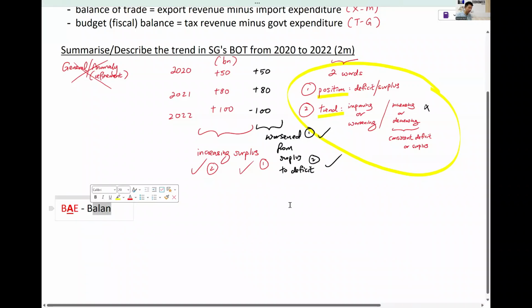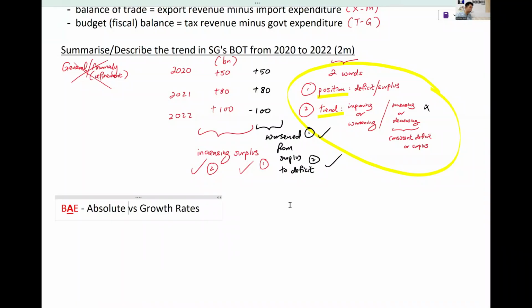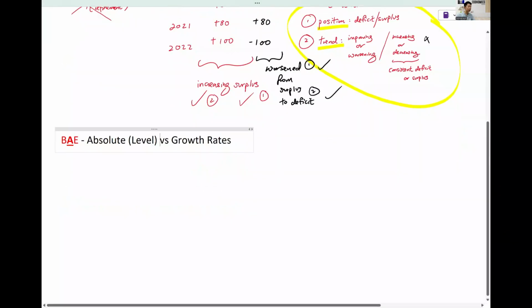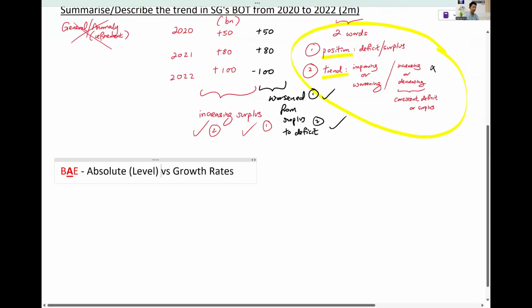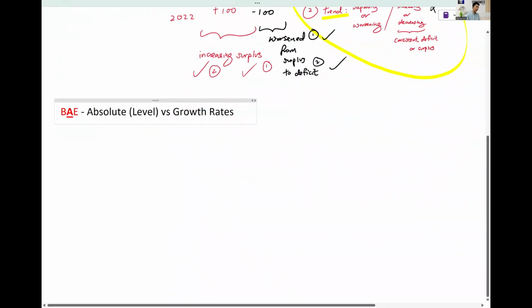A stands for absolute versus growth rates. Absolute means what? Level. So last week, I mentioned a little bit about this when talking about standards of living. Or I said when you compare across countries, you cannot look at growth rates. You have to look at levels, yeah? So what is this thing? Absolute versus growth rates. Okay. Second, macro specific scale.